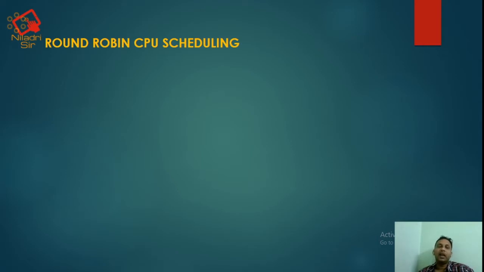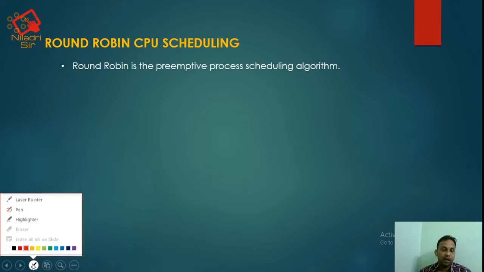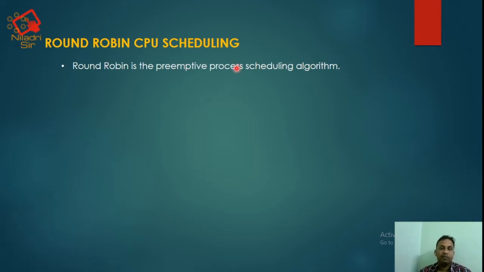In round robin CPU scheduling, each process will be given a quantum time or a time slice. A process can be executed for a maximum of that time at a stretch. So round robin, as we have told, is a preemptive process scheduling algorithm.